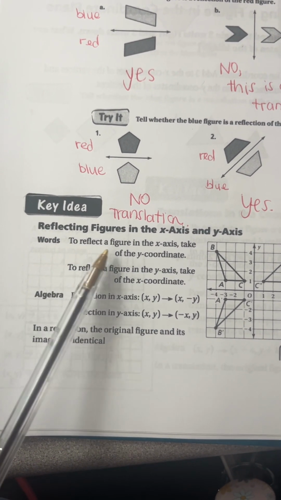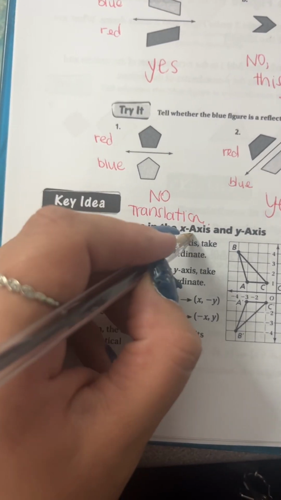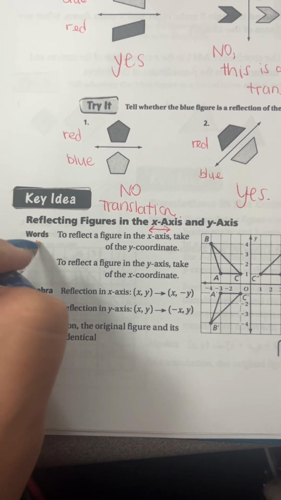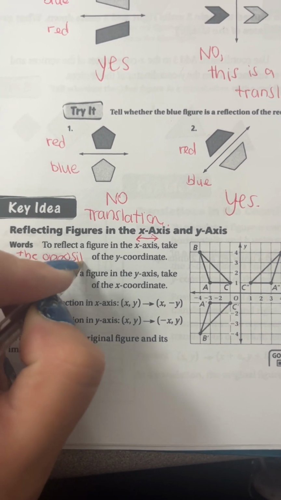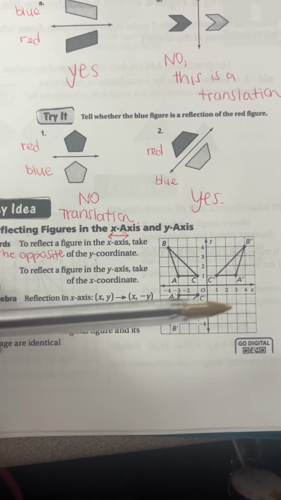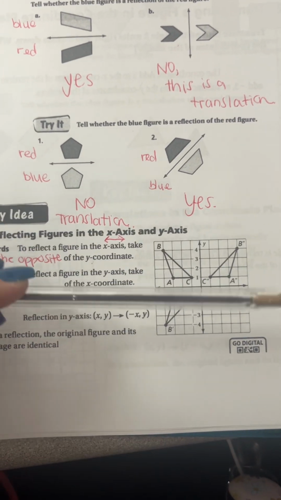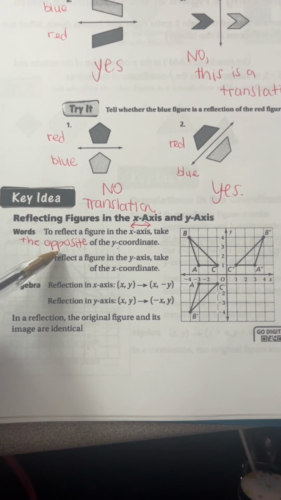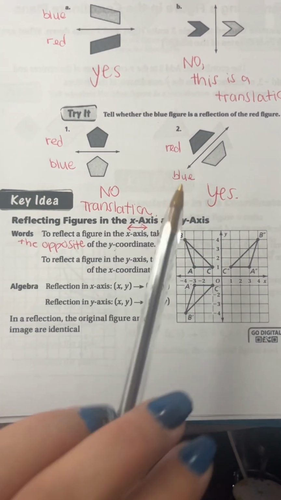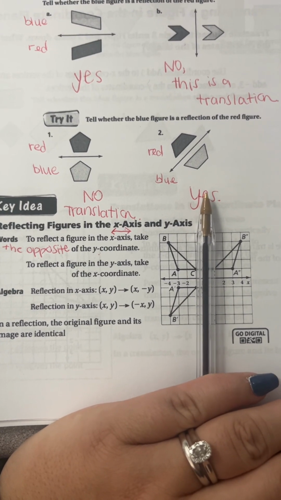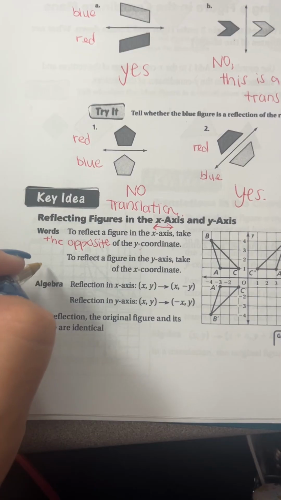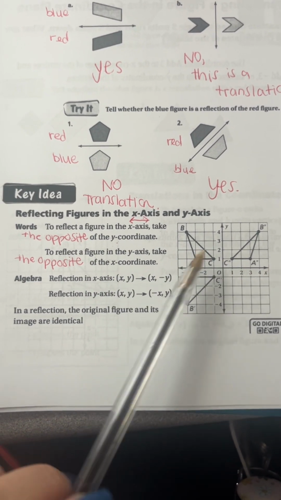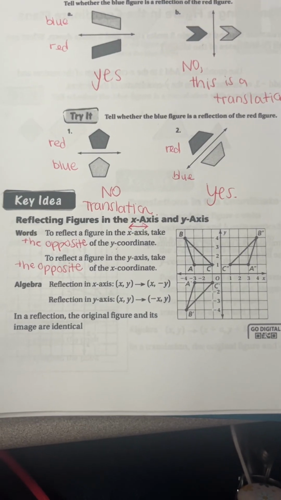First, let's read the words. To reflect a figure in the x-axis, it might be helpful to draw that left, right, so that you know the x-axis. You're going to take the opposite, so I want you to write this down, the opposite of the y coordinate. If we're going to reflect across this line, it's going to move up or down. Across that line, the only way it can move is up or down, and in that case it's the y coordinate that's changing, but it's going to be the opposite of what it was. If we're going to reflect a figure across the y-axis, it can only move left or right. So in this case, we're going to take the opposite of the x coordinate. Since it's only able to flip left or right across that y-axis, it's the x coordinate that becomes the opposite.